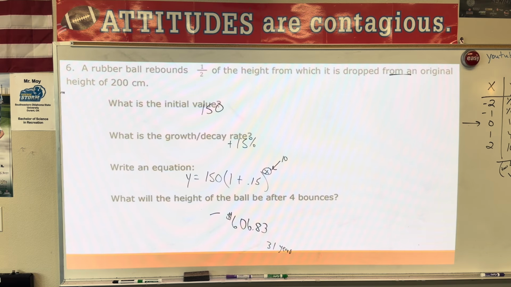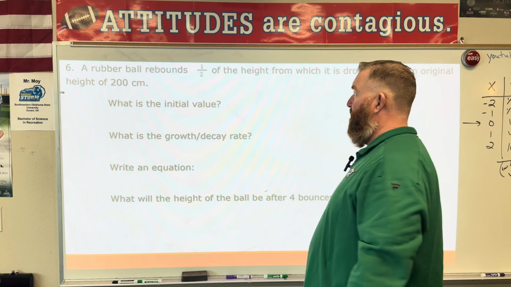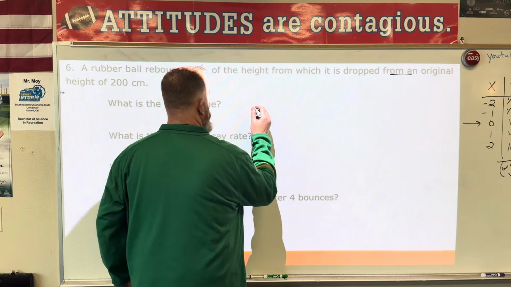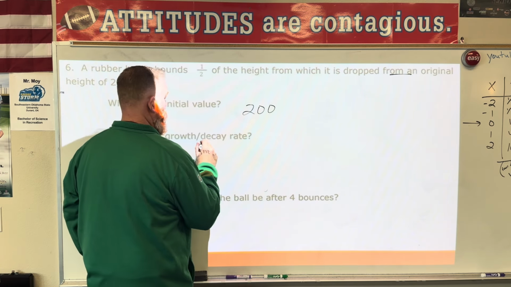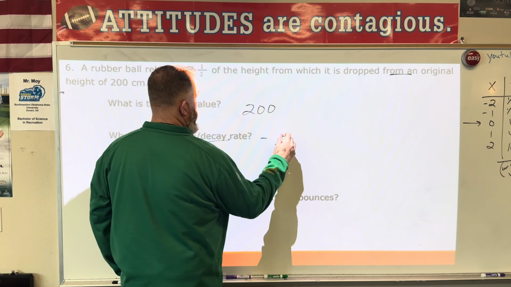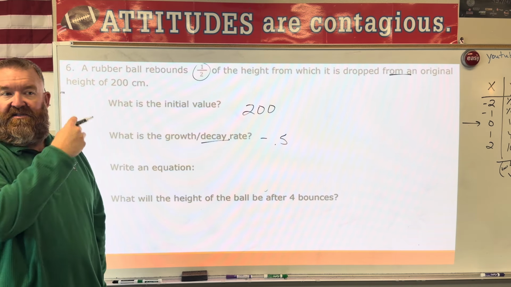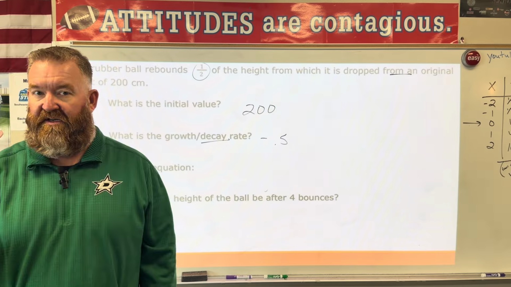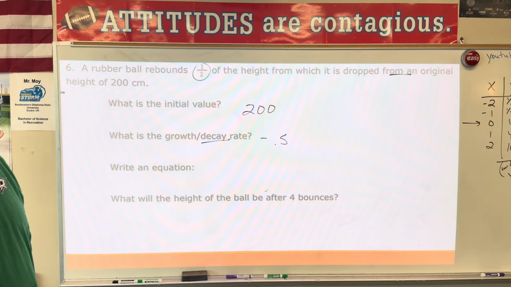A rubber ball bounces half the height from what it was dropped from, an original height of 200 centimeters. Let's see if you can figure this out with your neighbor. Go. All right, what's the initial value, guys? How high was the ball? 200. Okay, what was the decay rate? Negative 0.5, because they're dropping it. It's getting half the height. So after 200, the second bounce should be 100, and then 50, and so on, right?